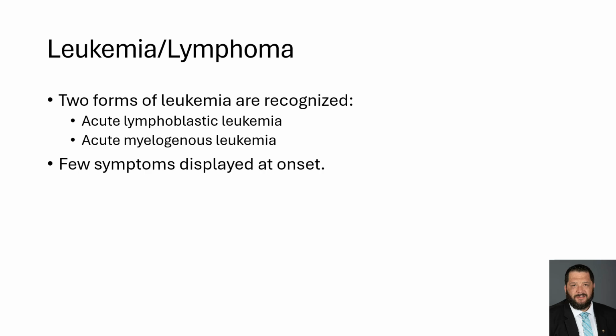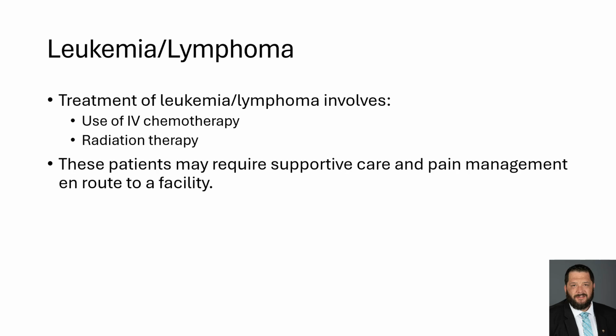services. Leukemias and lymphomas: there are two forms of leukemia. They're broken down into acute lymphoblastic leukemia and acute myelogenous leukemia. At its onset, a child with leukemia often displays very, very few symptoms, and the condition may be diagnosed when a child has had a minor infection, such as a cold, but continues to be listless, febrile, pale with a poor appetite.